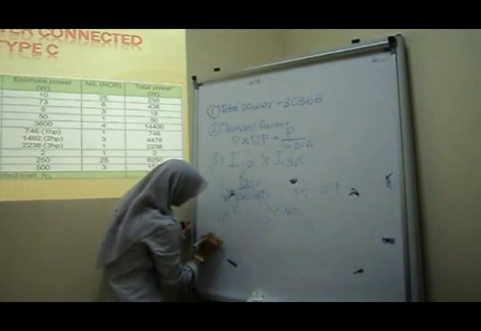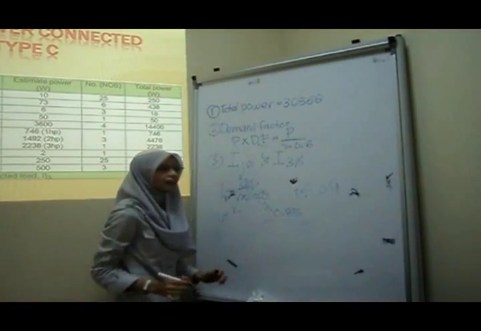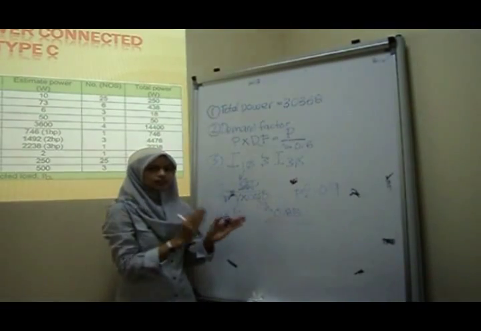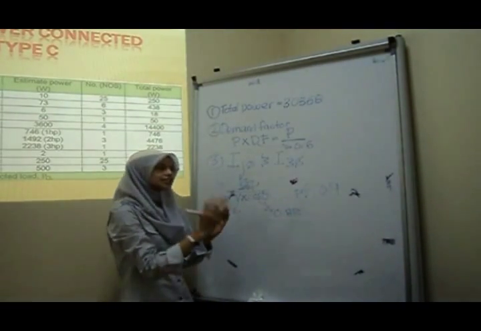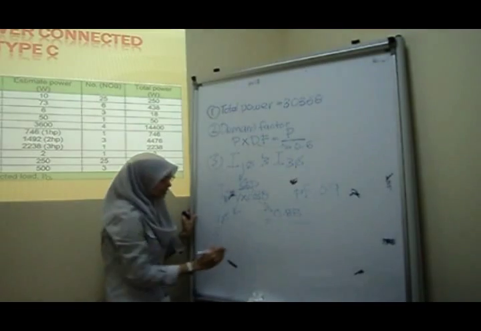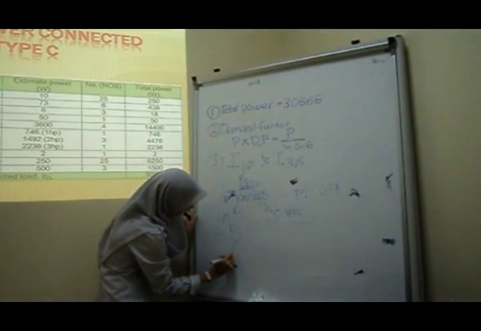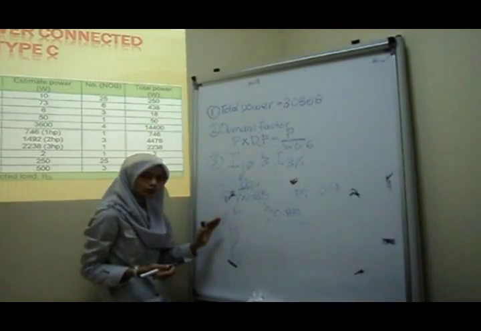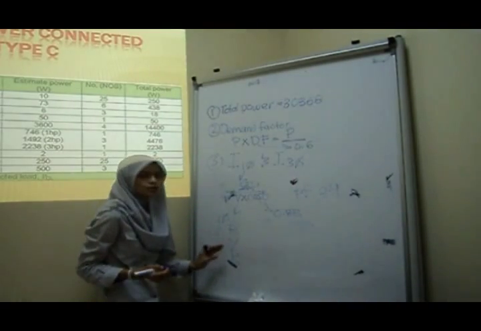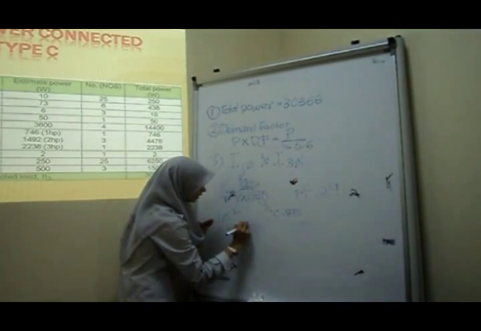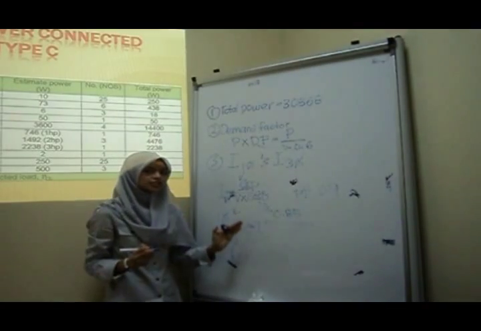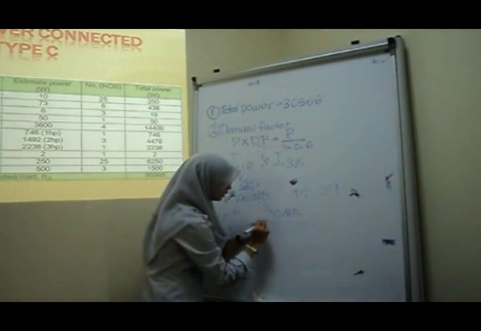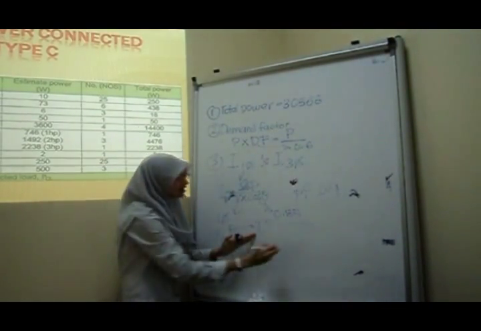Then the fourth step is to calculate the total load. We already calculated the total load for each phase, red, yellow and blue. So for each phase, we calculate the total current, and from this total current we will determine the RCD value.